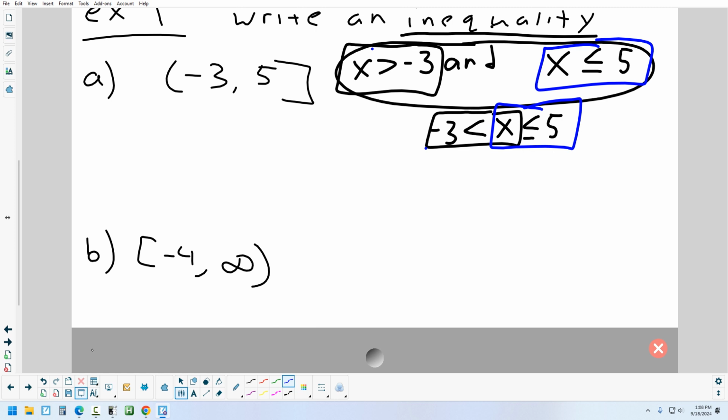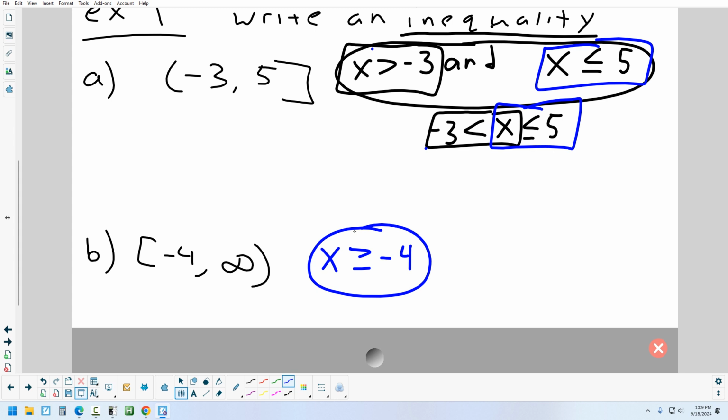All right, let's try this one. This is an unbounded interval because it goes on forever. What kind of number would you be allowed to pick in that interval? Any number greater than -4, or equal to. So basically, any number greater than or equal to -4. That's all you have to write.